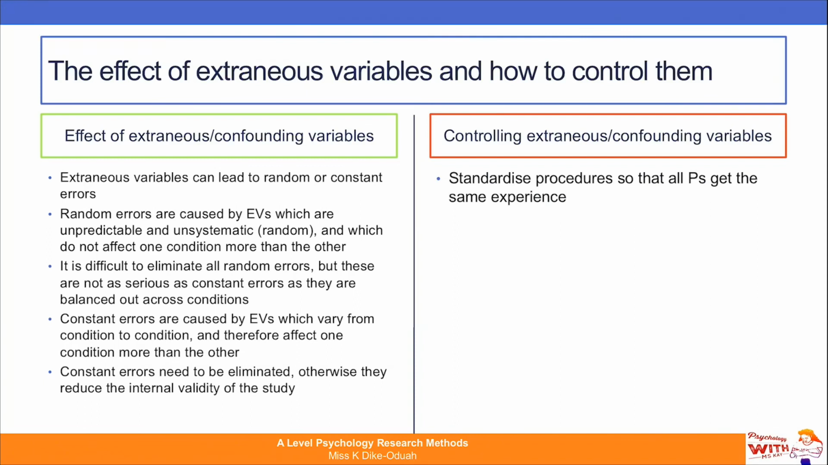And just before we move on, so just to differentiate between constant errors and random errors. Random errors are things that happen in your study that you ultimately had no idea about. You had no expectation that such a thing would occur.